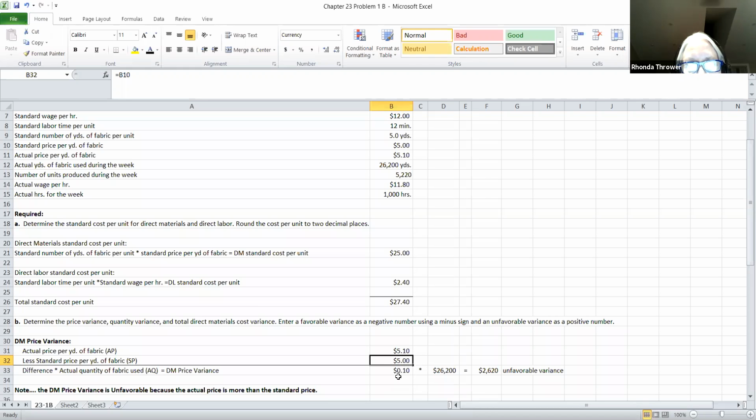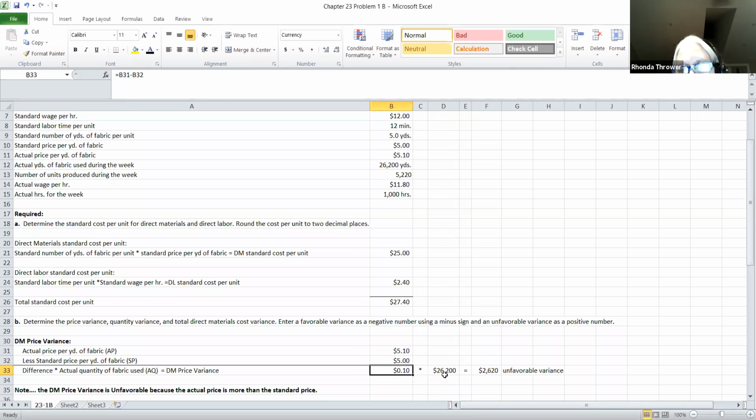Once you know the difference, which we call the variance, you're going to multiply this by the actual quantity of the fabric used. Now this is actual quantity here. Notice I put AQ beside this because sometimes, like I said in class, I refer to this as AQ. So the difference times the actual quantity of fabric used equals the price variance for my direct materials. So because my actual price was more than my standard price, my budgeted amount, 10 cents is unfavorable.